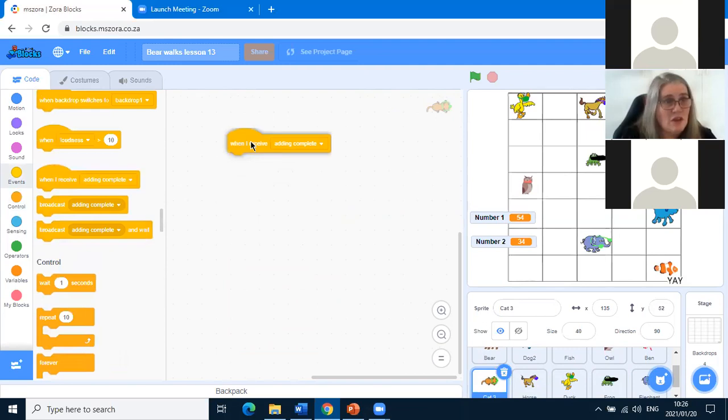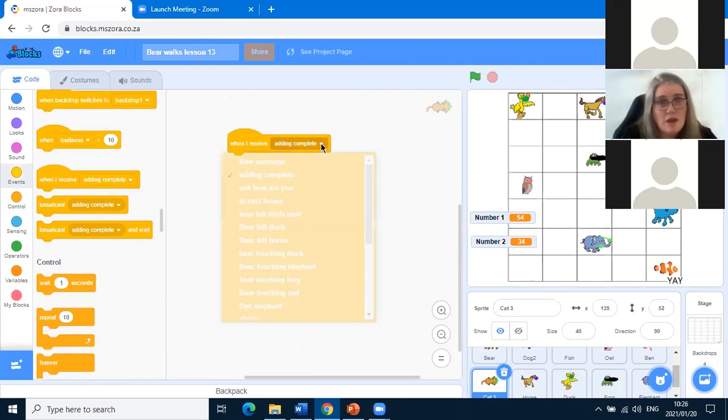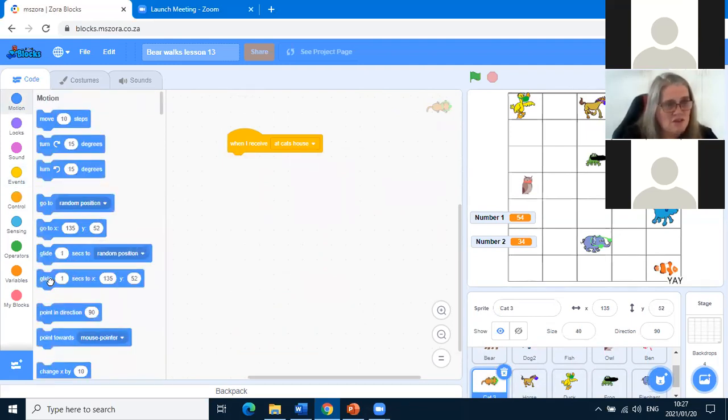because Cat's listening. When I receive at Cat's house, what's Cat going to do? He's going to glide to this place over here. So we go to motion, glide to, and if you want to see the X and Y coordinates, I'm placing Cat over there to read that the X is 2, and the Y value is 52. So that's good. Put him back in his place.